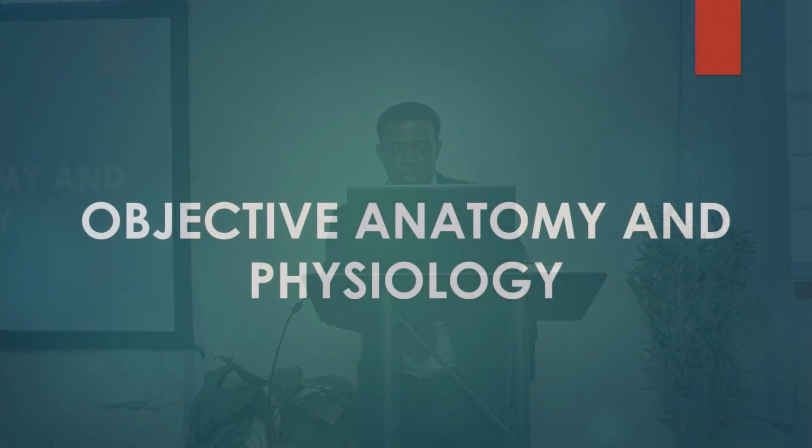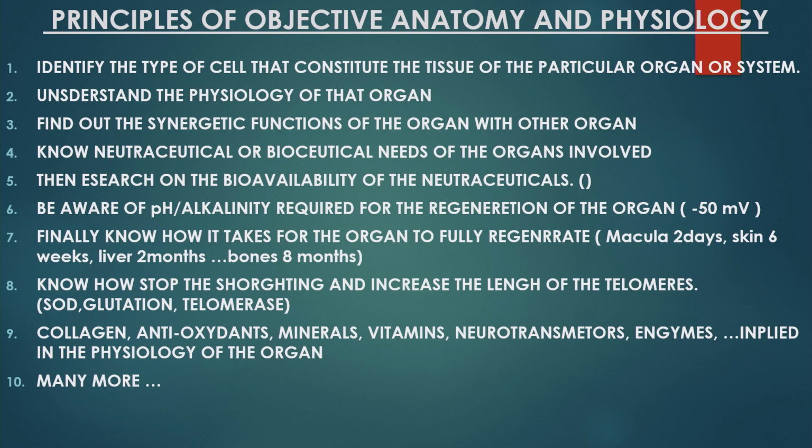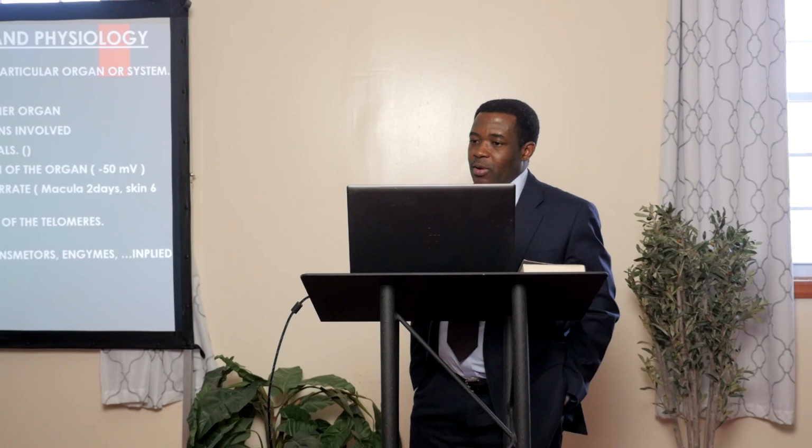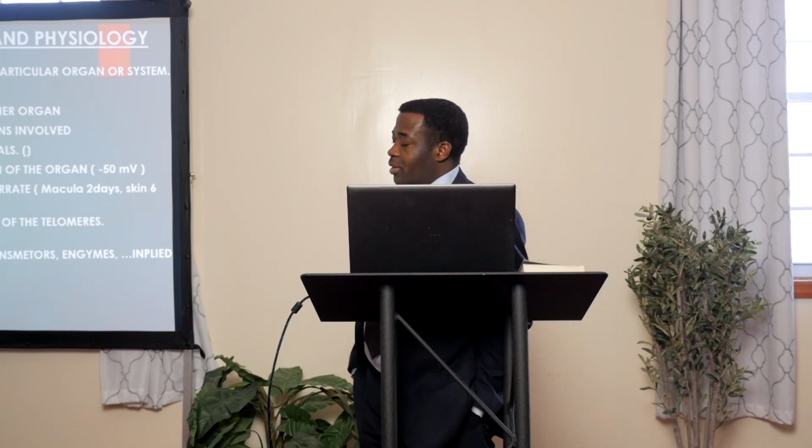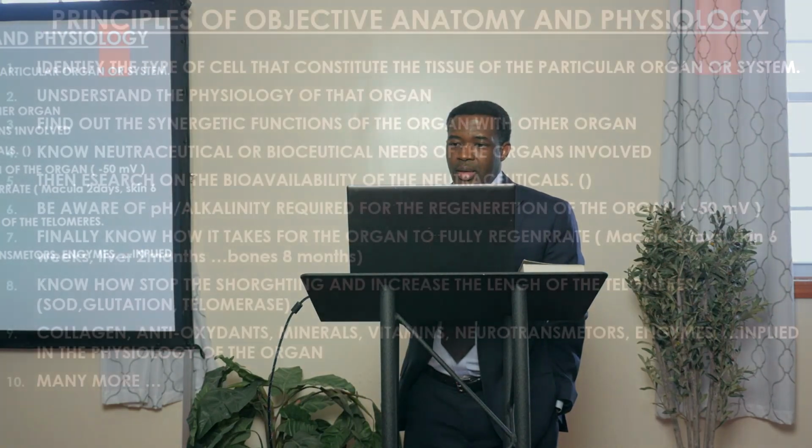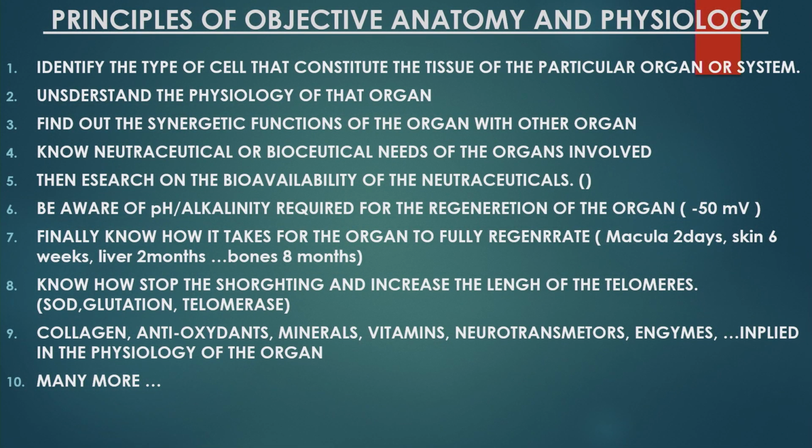All right. Objective anatomy and physiology. Last time we saw that in our body we have cells, a lot of cells. A group of cells constitutes what we call tissue. And a group of tissues constitutes an organ. And a group of organs constitutes a system, or organ system. And this is the basis of anatomy.